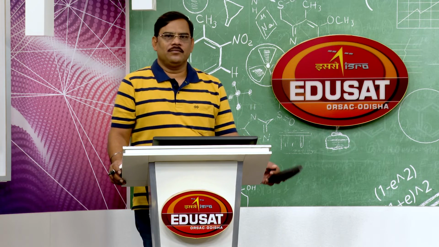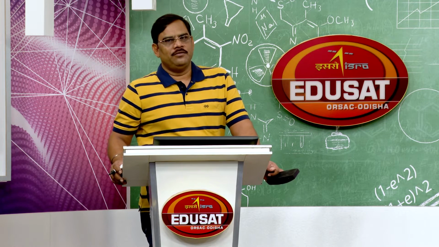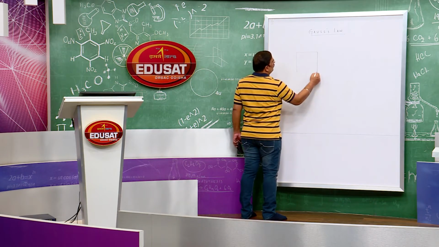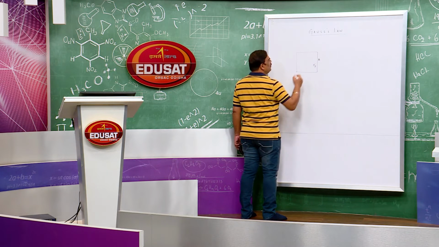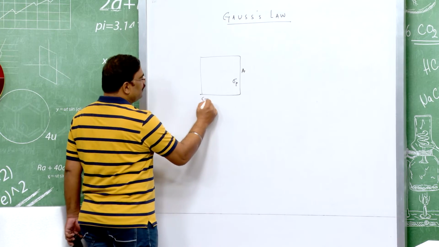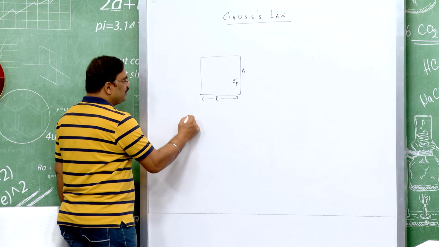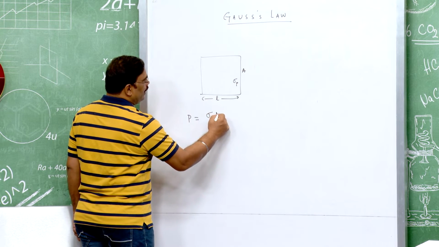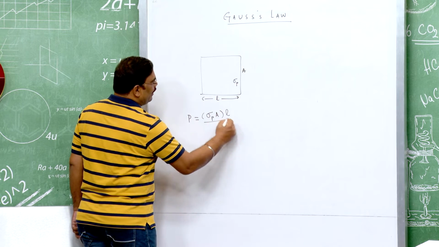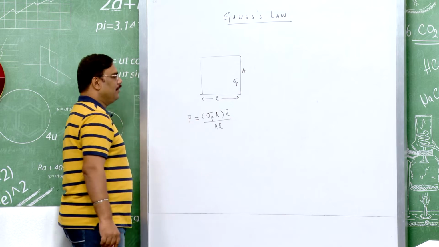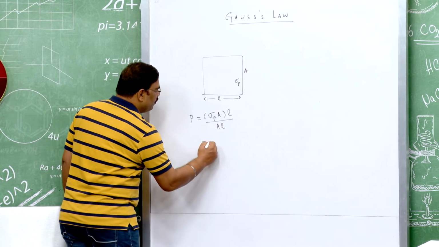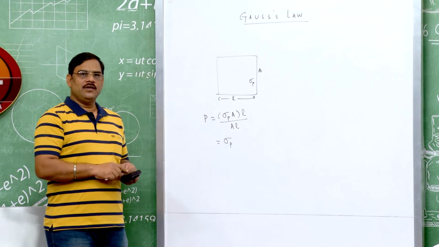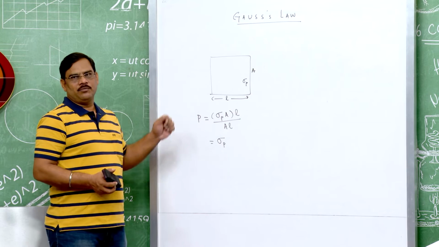The intensity of polarization P is defined as the dipole moment per unit volume. Suppose due to polarization in a dielectric, the charge density developed is sigma P, and if A is the area of the material and L is its length, then obviously the polarization P is equal to the dipole moment, sigma P into A into L, divided by the volume of the specimen A into L. So, P is equal to sigma P. The surface charge density is equal in magnitude to the polarization P.